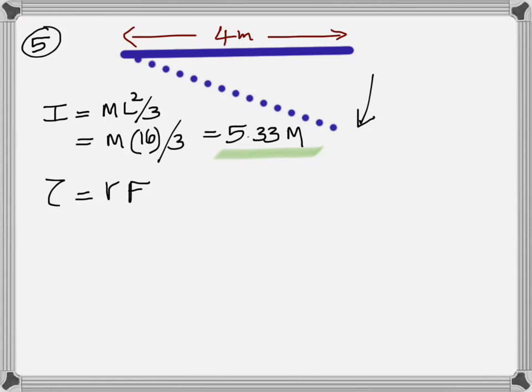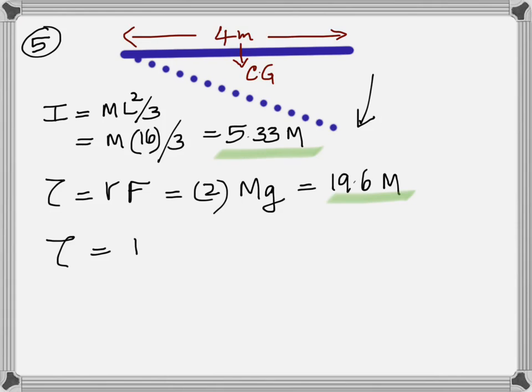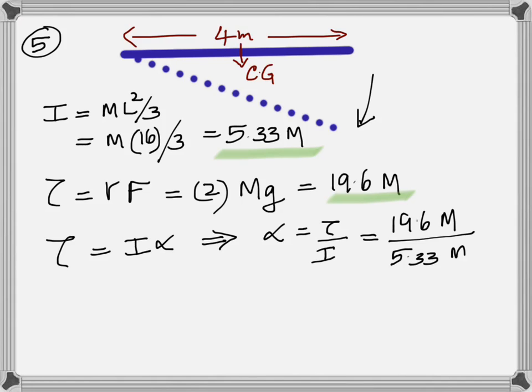And then torque is r times F. That is 2 because the mass is assumed to be concentrated at the center of gravity. So although the length is 4 meter, you take the radius as only 2. So 2 times mg, that's 9.8 times 2, 19.6, and then use the other formula for torque, which is I alpha. Rearrange. Alpha is tau divided by moment of inertia, and the masses cancel out, you get your answer. 3.68 radians per second squared.